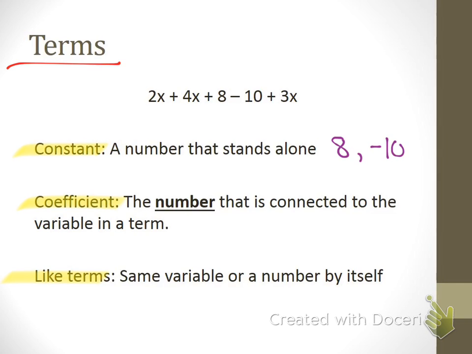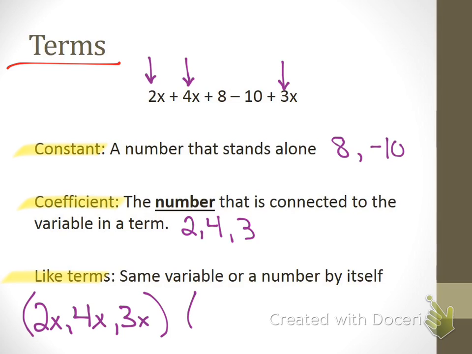So the coefficients are the number portion of the terms with variables. So I see coefficients here of 2, 4, and 3. Notice, guys, I didn't write the x. The coefficient is only the number part of that term. All right, and then the like terms, I'm going to group in parentheses and write the entire term, including the sign: 2x, 4x, 3x, and then my numbers, 8 and negative 10. I group my like terms together. This is just like the first three problems on your homework tonight. We're actually going to do one more in a minute. This is just kind of leading into it.